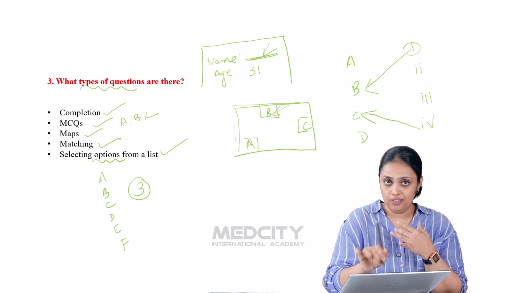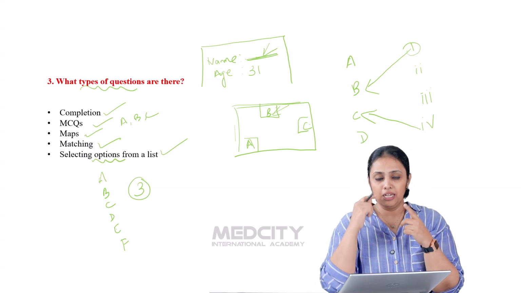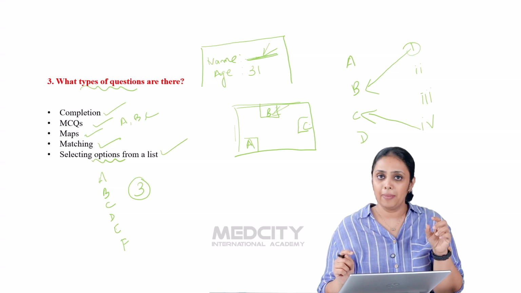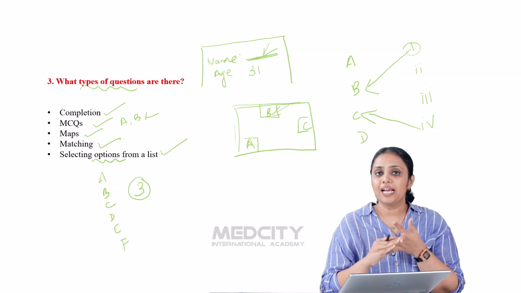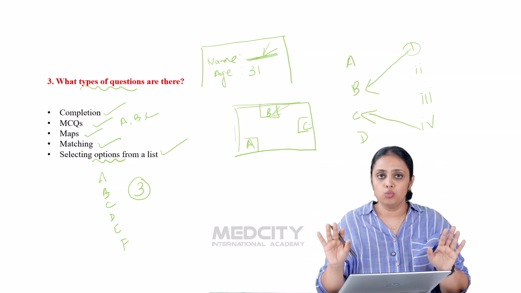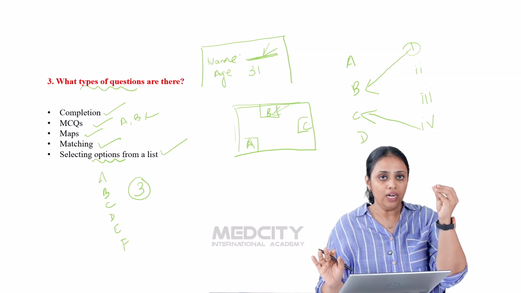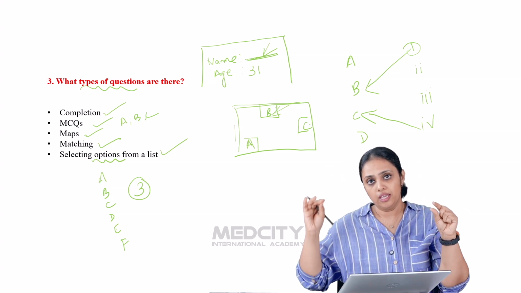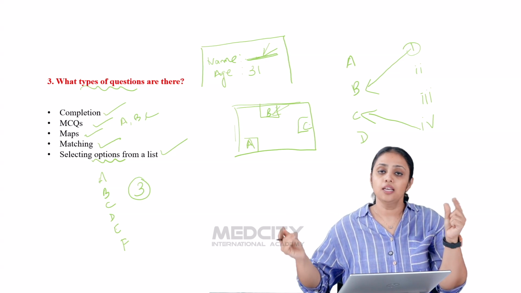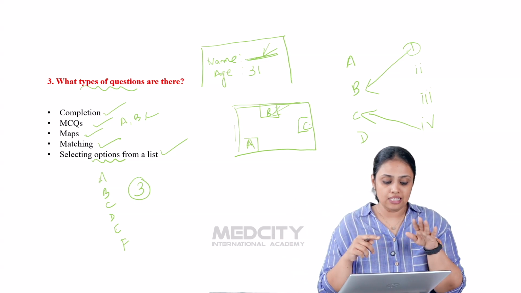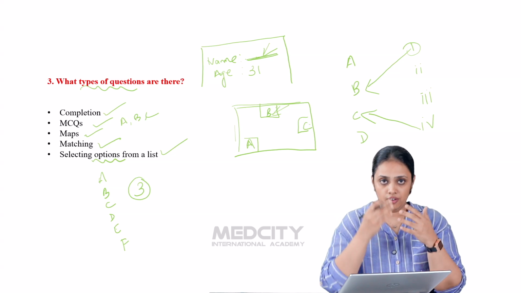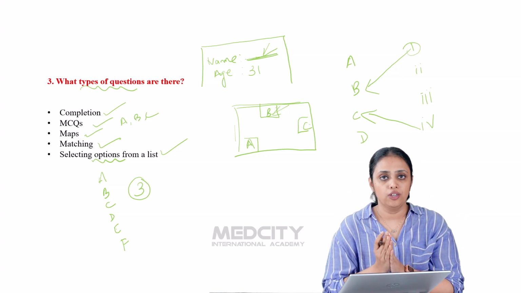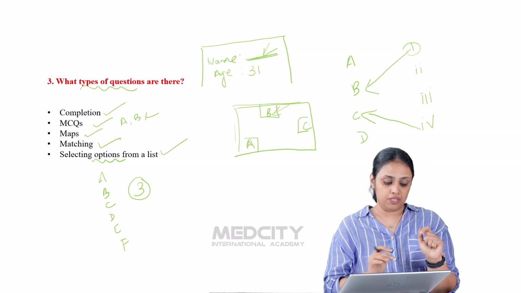Completion task, fill in the blanks. MCQs, multiple choice, choose one right answer. Maps, a layout will be given and you will have to label that map. Matching questions, 2 sets would be given and you will have to match one entry from one set to the appropriate one in the other set based on what you hear in the audio. Then selecting options from a list is selecting more than one option from a given list based on what you hear from the audio. These are the question types.